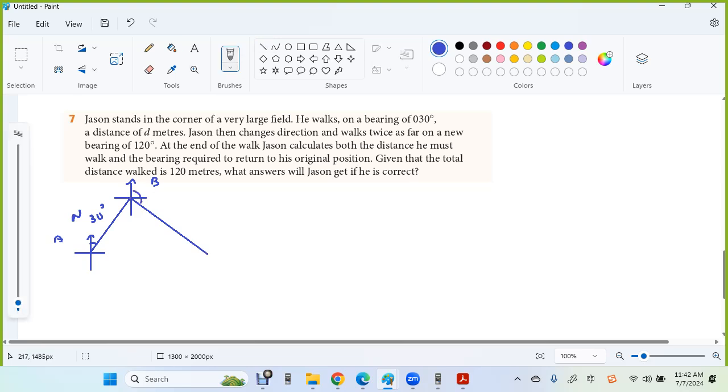120, 60 here, 30 here. Oh, so this one is also 90 degrees. So this one is also a right angle triangle. And then we have a C here. And this is D, this is 2D. And we want to go back here.